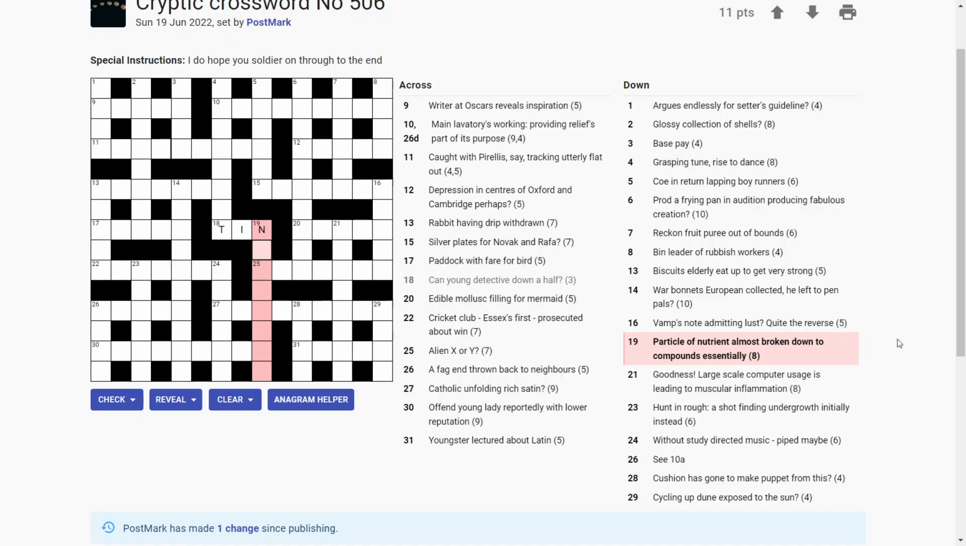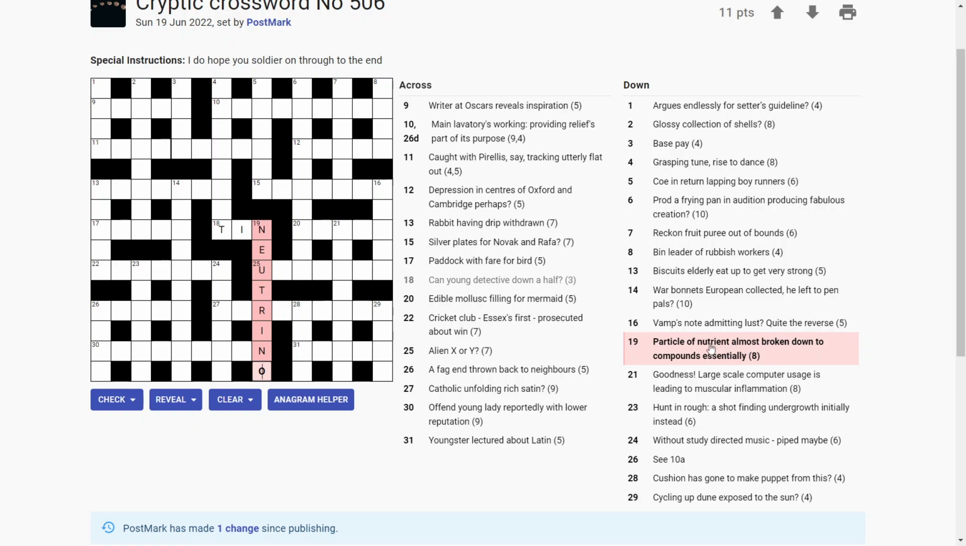Particle of nutrient almost broken down to compounds essentially. Particle. So neutrino, broken down to compounds essentially. Nutrient Ne. It's got to be neutrino, hasn't it? Let's say a particle in atomic physics, a neutrino.